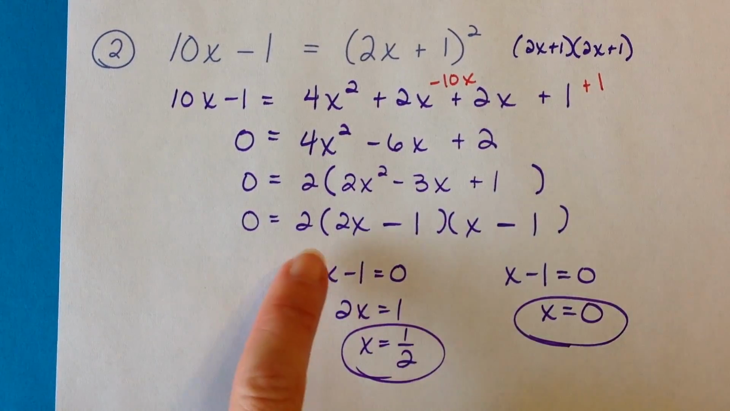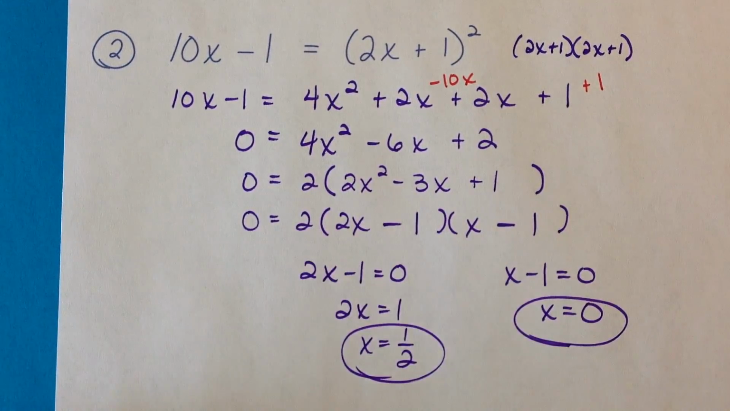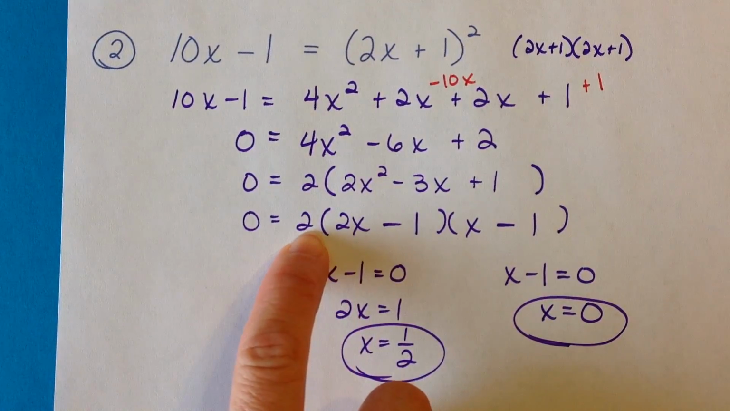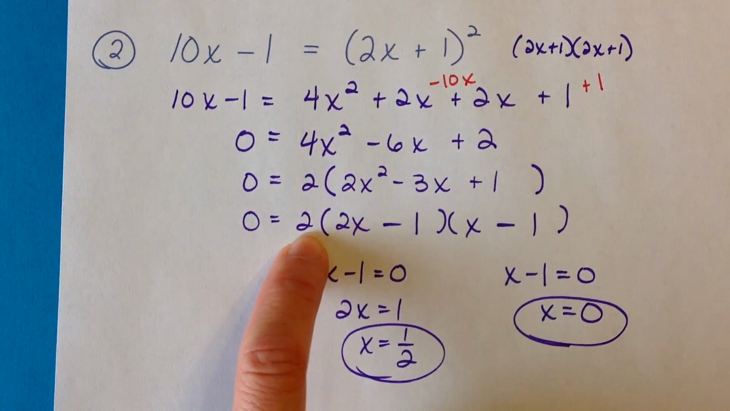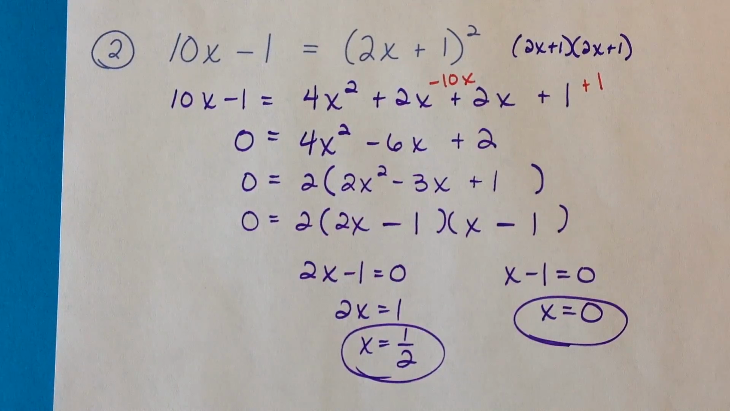Now, when it came to this step, of course, I did ignore the 2. That was the common factor, but it doesn't make any sense to say 2 equals 0. Now, if you had also factored out an x, or whatever the variable happens to be, and you say had 2x out front, then you would get an answer from that as well. But as long as it's just a number, then you just ignore it.